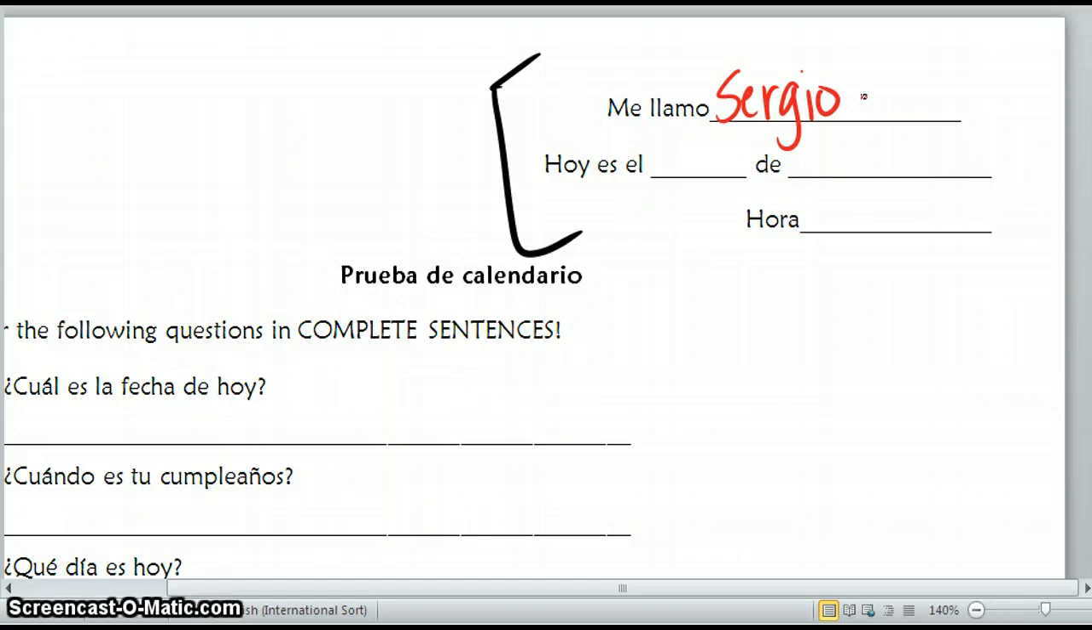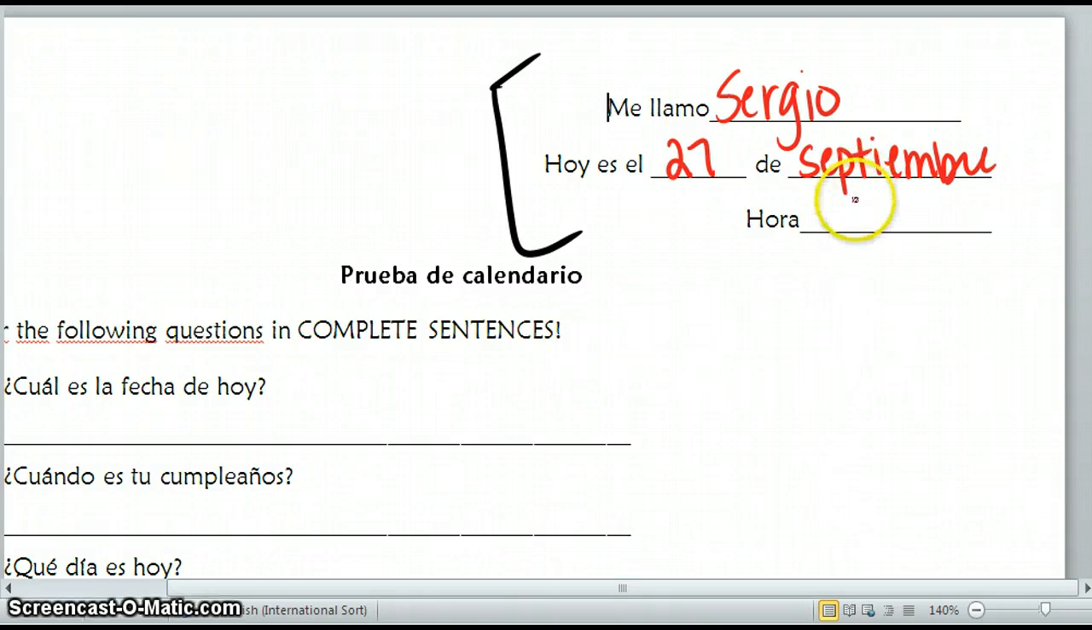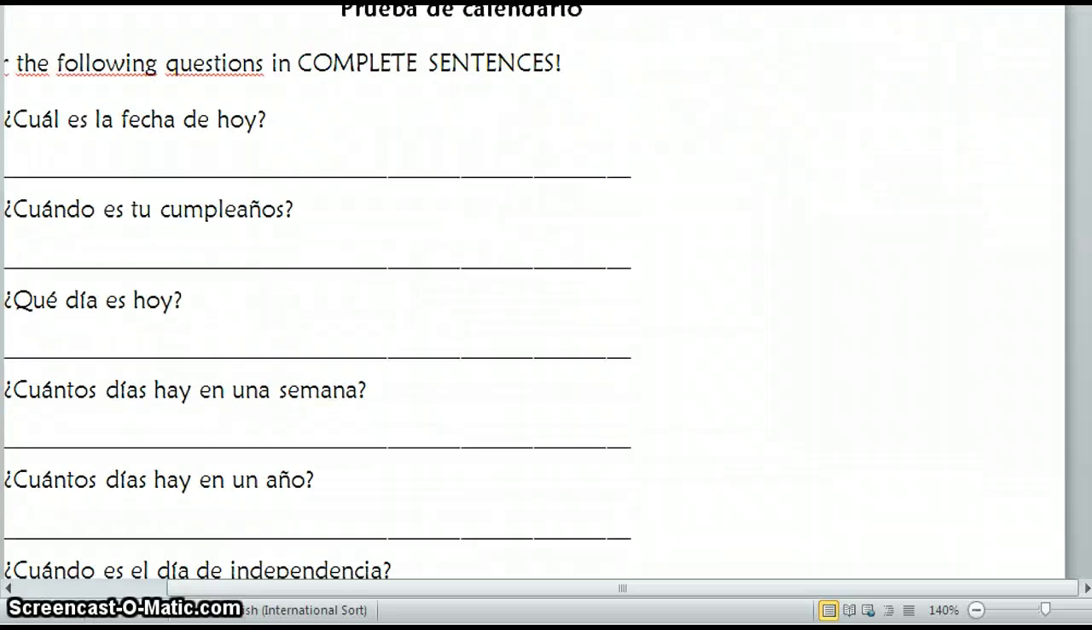Same thing with the date. 27 de septiembre is what you should have had on yours. The next one is hora. You should always fill that in. That's just for me, but hora means hour. And so if it's your first hour, you're going to put 1. If it's your second hour, 2. And if it's your 7th hour, you're going to put 7, obviously.